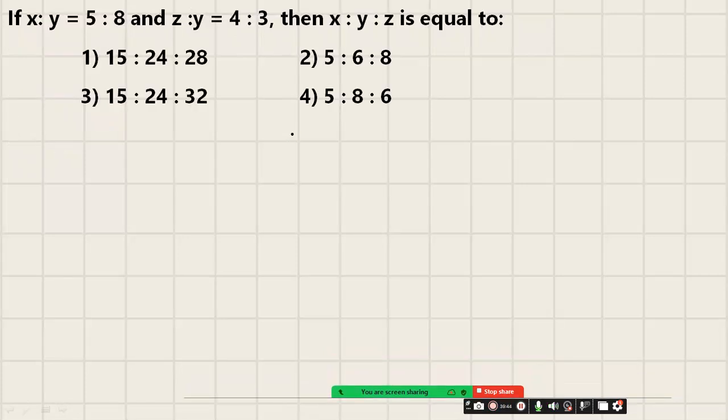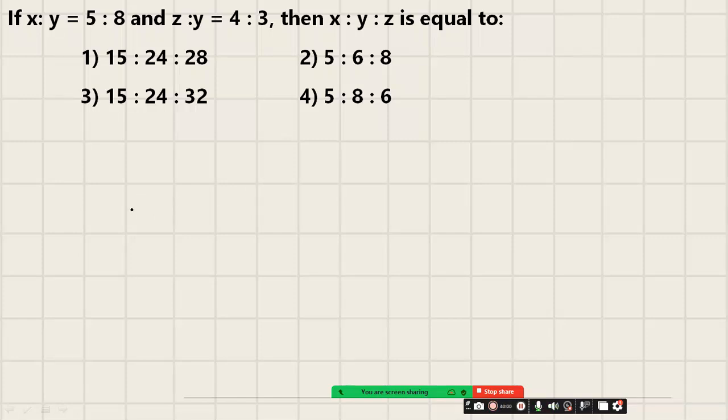If x is to y is equal to 5 is to 8, z is to y is equal to 4 is to 3, then x is to y is to z is equal to what is the answer, guys? And to find out the ratio and meaning.